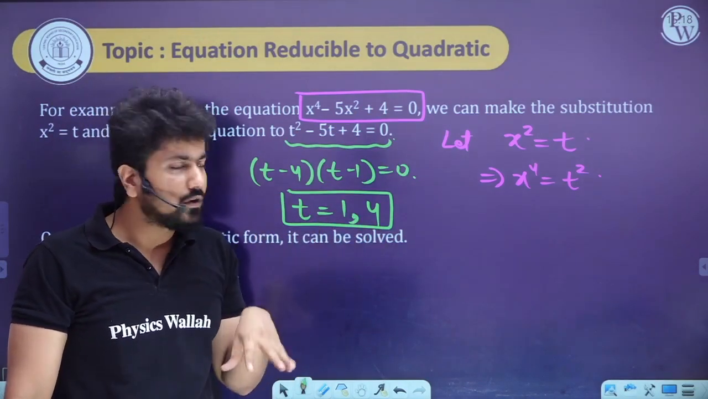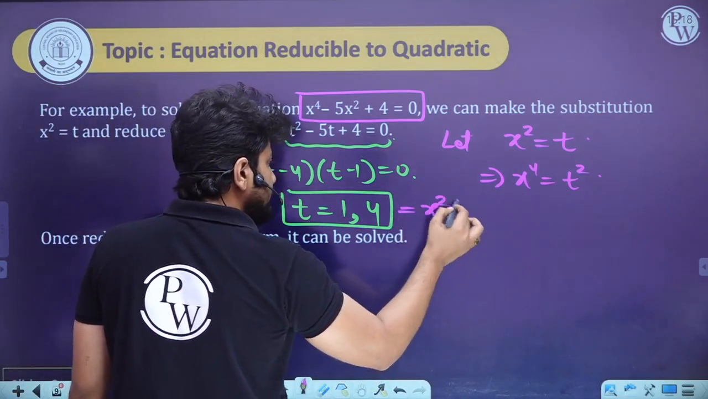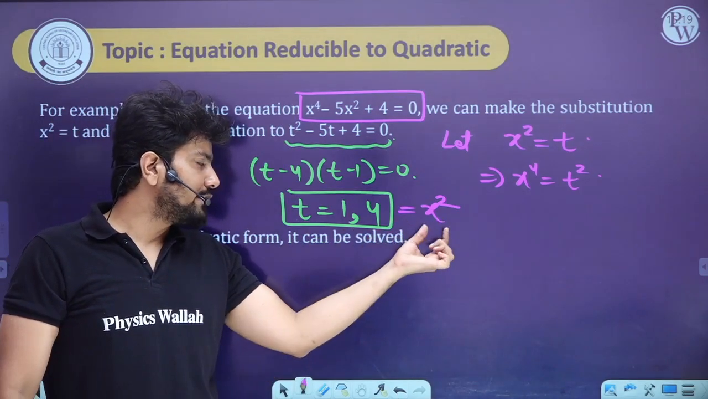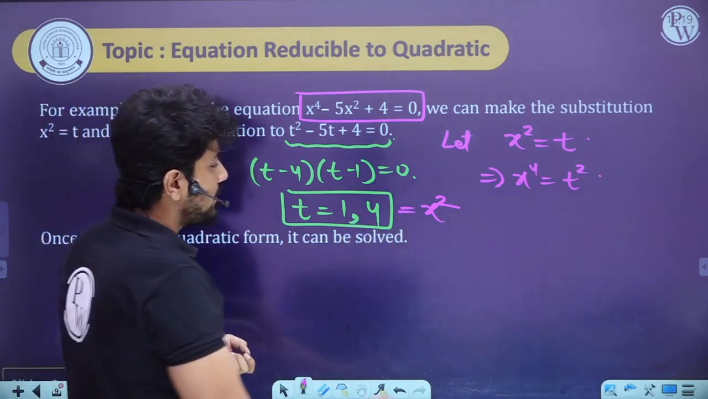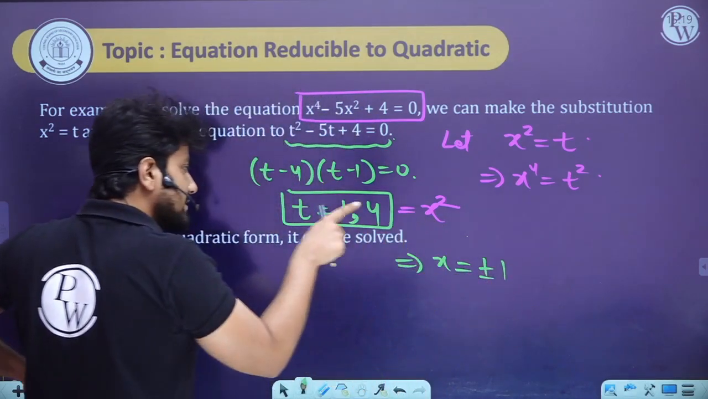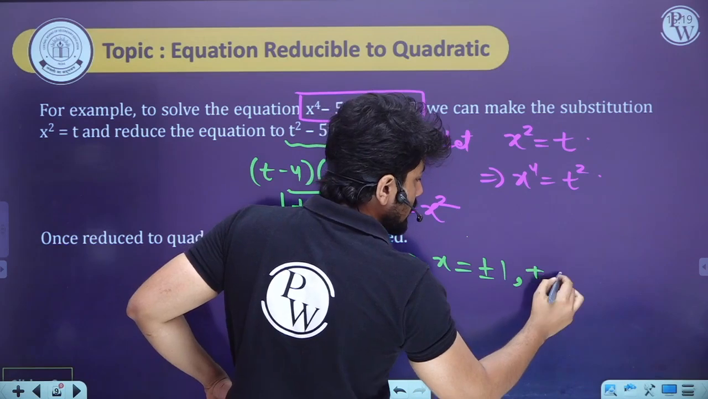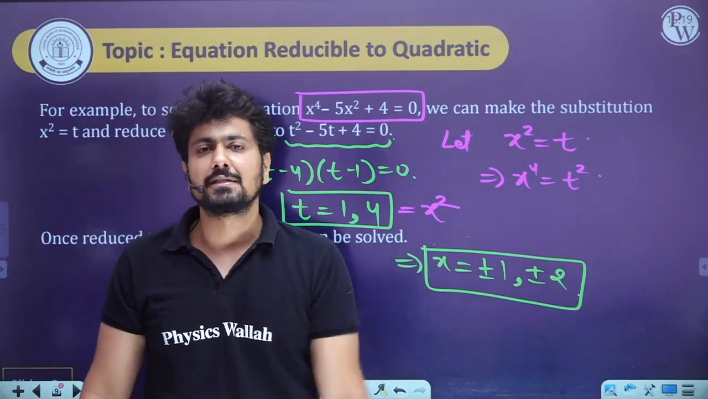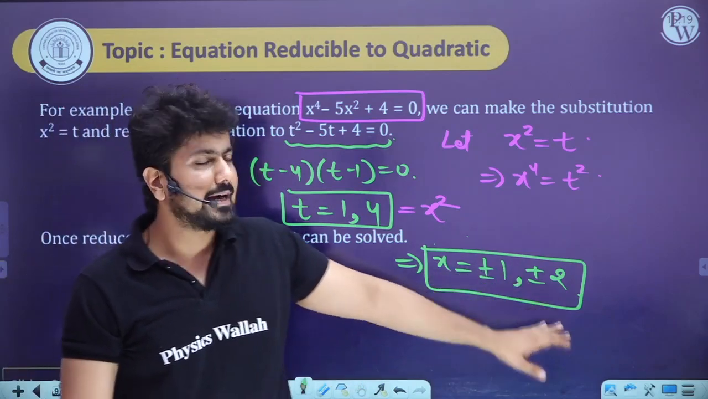Now we need to get the value for x square. We have considered t as x square, correct? Right, we have considered t is equal to x square. So we are getting two values of x square, 1 and 4. If x square is 1, x will be equal to plus minus 1. If x square is equal to 4, x will be equal to plus minus 2. So we are getting four values of x. We are getting four roots from this equation, which are plus minus 1 and plus minus 2.